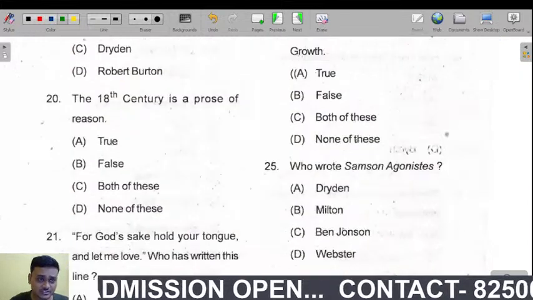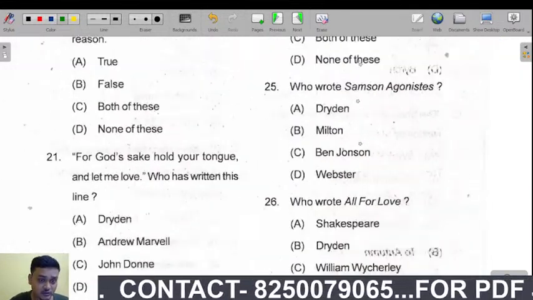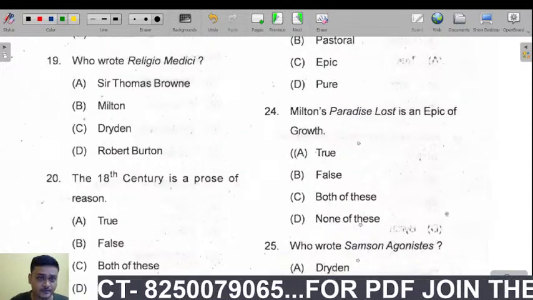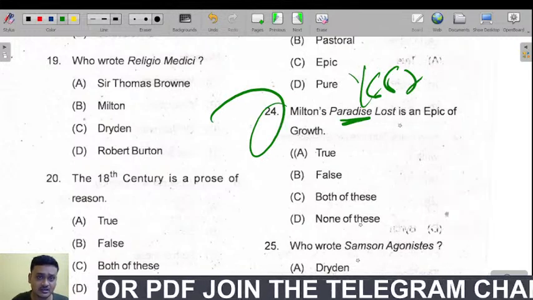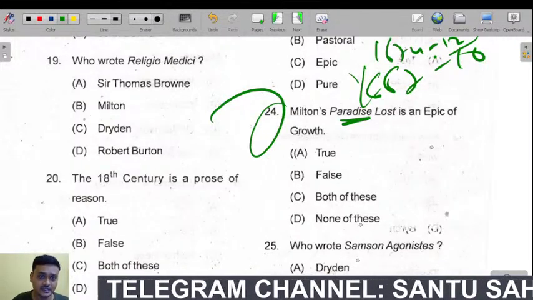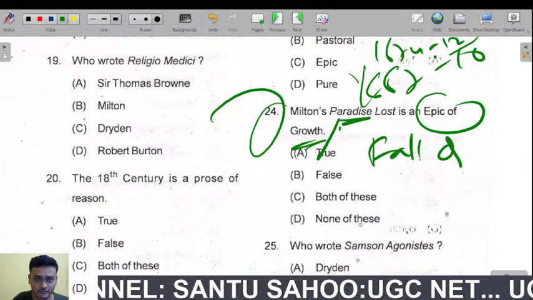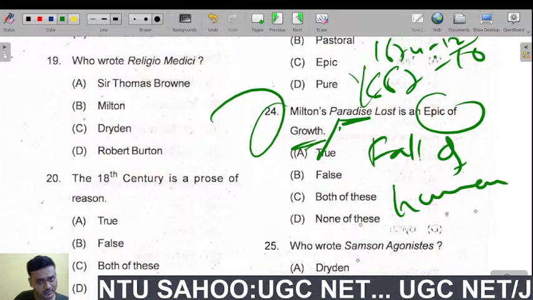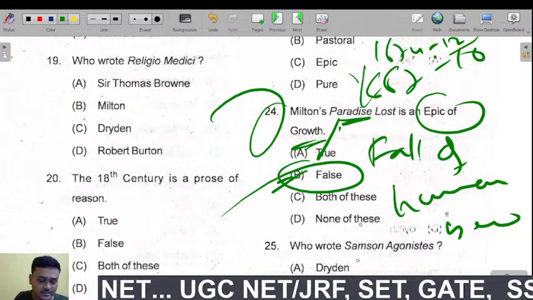Paradise Lost is an epic of growth? No, Paradise Lost is not an epic of growth. It is about the fall of human beings. Question 24. Paradise Lost was published in 1667 in ten books, and in 1674 it had twelve books. It is an epic of the fall of human beings, so it is fall actually.